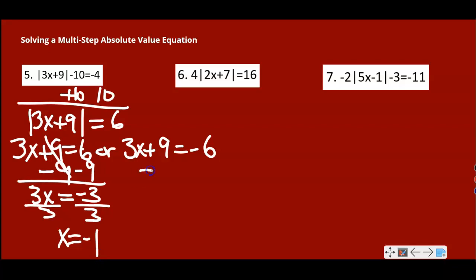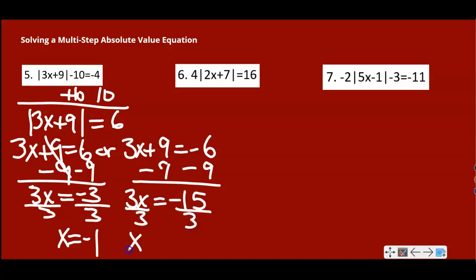All right, solve the other equation. So I'm going to subtract 9. 3x equals -6 minus 9, which is -15. Divide by 3. -15 divided by 3 is -5.